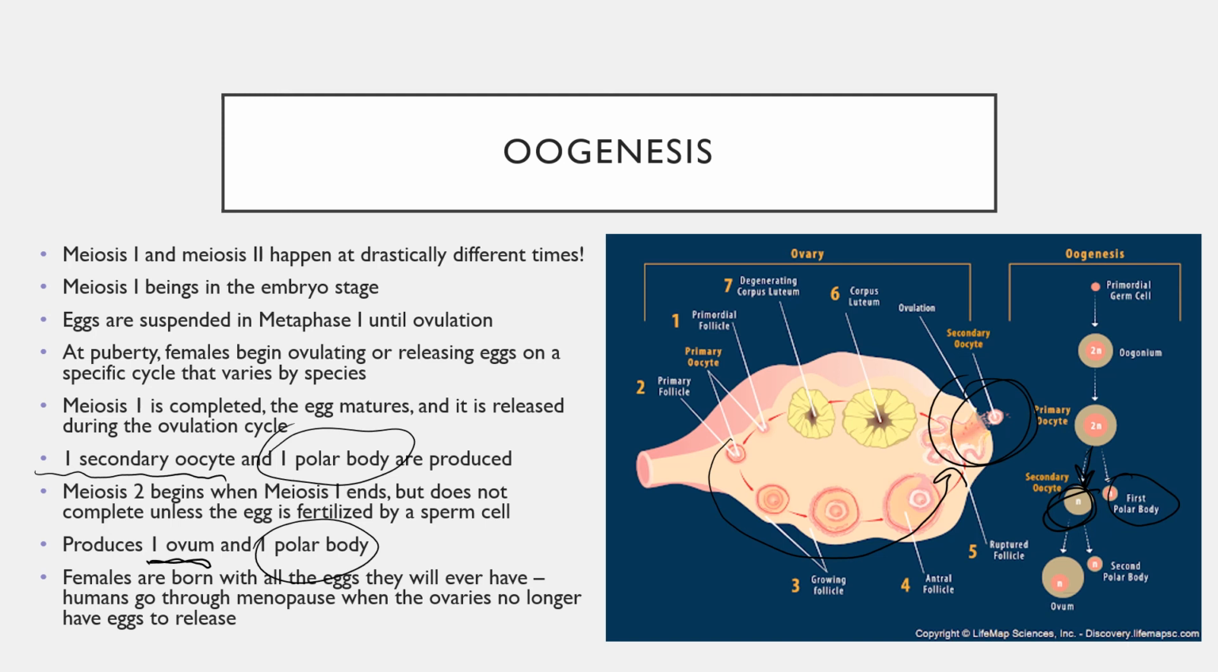Humans also have menopause, where once we've exhausted our egg supply, we can no longer create more because it all happened when we were embryos. So we go through a point where we no longer release eggs anymore because there are none to be released, and we no longer are fertile. We can't have children anymore.